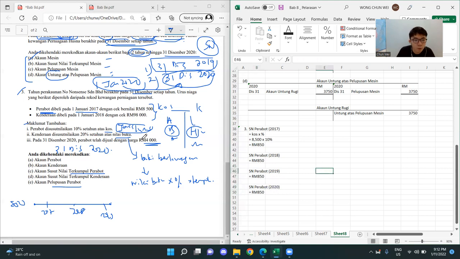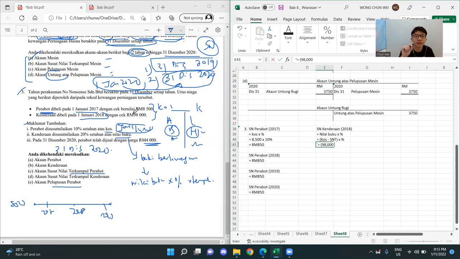Okay, but then what about kenderaan? So let's start with susut nilai kenderaan. Now this is from 2018 because dibeli pada first January 2018. So dia kenderaan disusut nilai mengikut nilai buku. So you're using nilai buku times the percentage. And how do we get this nilai buku? You are using cost minus S&T. So this is the formula, right? Times percentage.